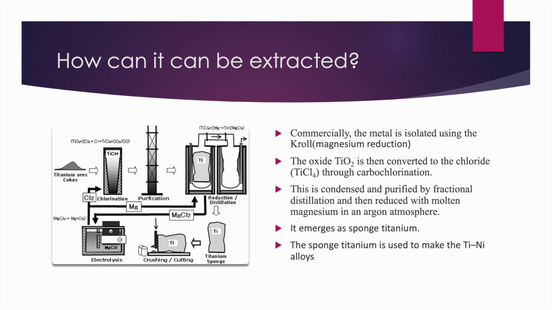So titanium is extracted using the Kroll process, which is a magnesium reduction. The oxide is converted to chloride through carbochlorination. Then it's condensed and purified by fractional distillation, and then reduced with molten magnesium in an argon atmosphere. And then we get the sponge, and from the sponge, we can make the titanium alloys.